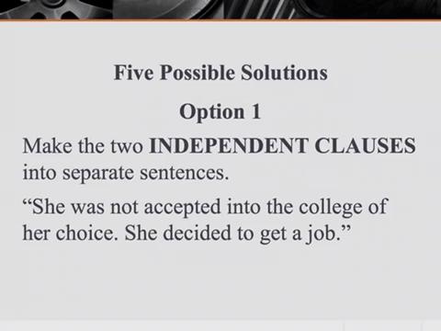Here's our first example again, but with a period. She was not accepted into the college of her choice. Period. She decided to get a job.